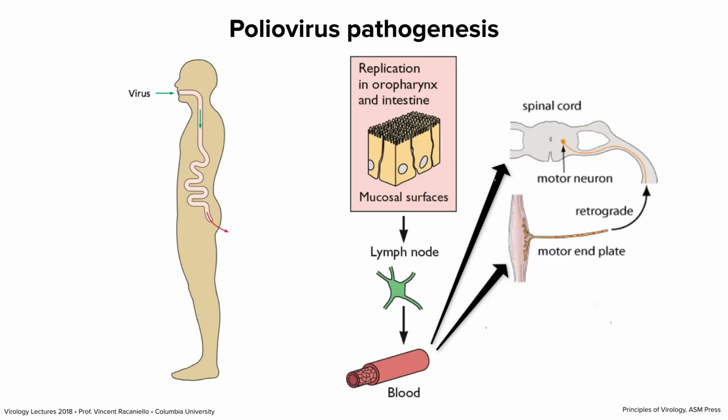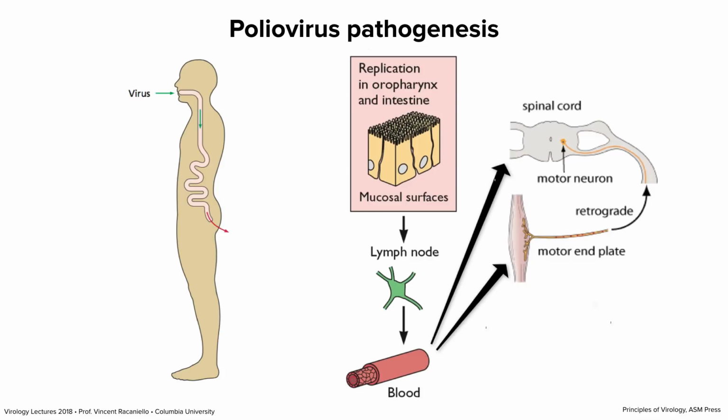Remarkable. It replicates in the intestinal cells, the mucosal surfaces, gets into the subepithelial tissues, gets into the blood via the lymph node, and can spread to the spinal cord and brain. But this is a rare event. Most of the time the virus is replicating in the intestine. It's shed and spreads to other people. And it's a really efficient virus in terms of spreading without any disease.